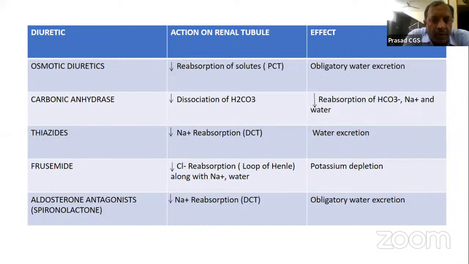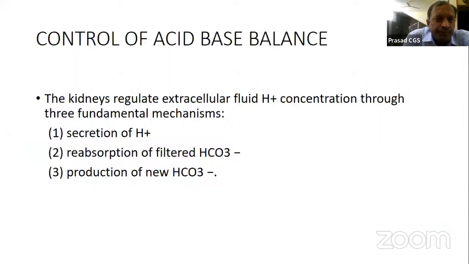Thiazides decrease sodium reabsorption in DCT. So there is water excretion. Furosemide decreases chloride reabsorption in the loop of Henle along with sodium and water. It leads to potassium depletion. Aldosterone antagonists like spironolactone decrease sodium reabsorption at DCT. There is obligatory water excretion.